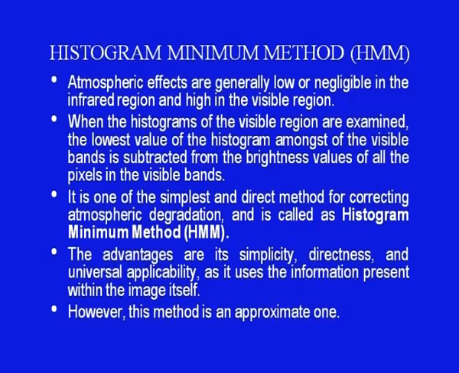The next method is histogram minimum method, in short known as HMM. As we have already seen, atmospheric effects are generally low or negligible in the infrared region and high in the visible region. When the histograms of the visible region are examined, the lowest value of the histogram amongst the visible bands is subtracted from the brightness value of all the pixels in the visible bands. It is one of the simplest and direct methods for correcting atmospheric degradation. The advantage of this method is its simplicity, directness and universal applicability, as it uses the information present within the image itself.